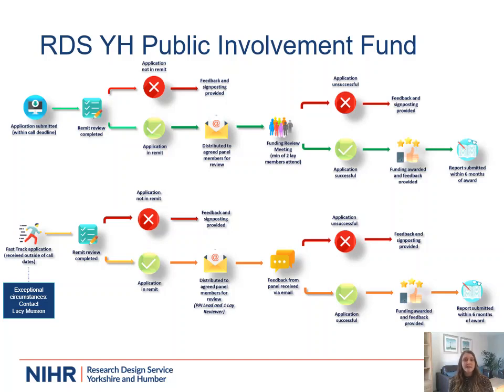So what happens if you miss the deadline? In exceptional circumstances, we may accept applications between calls. For example, when a commission call has a tight deadline, these fast-track applications will be reviewed by myself and one member of our Public Involvement Forum. If you do ever want to be considered for a fast-track application, then please contact me to discuss this further.